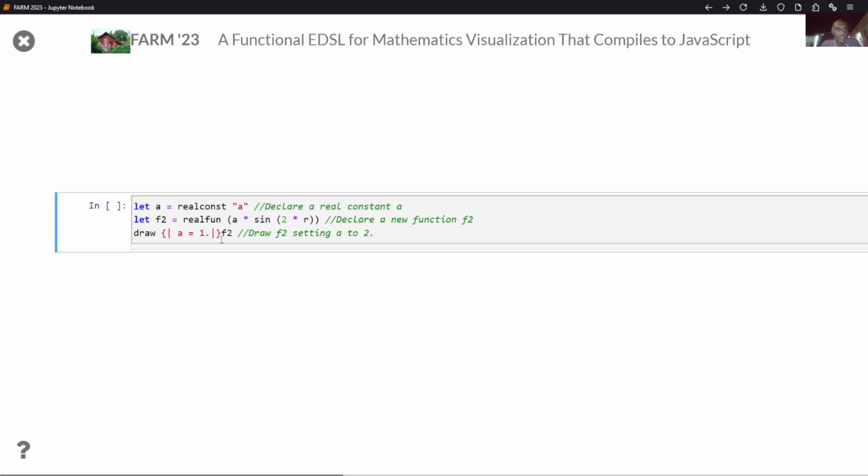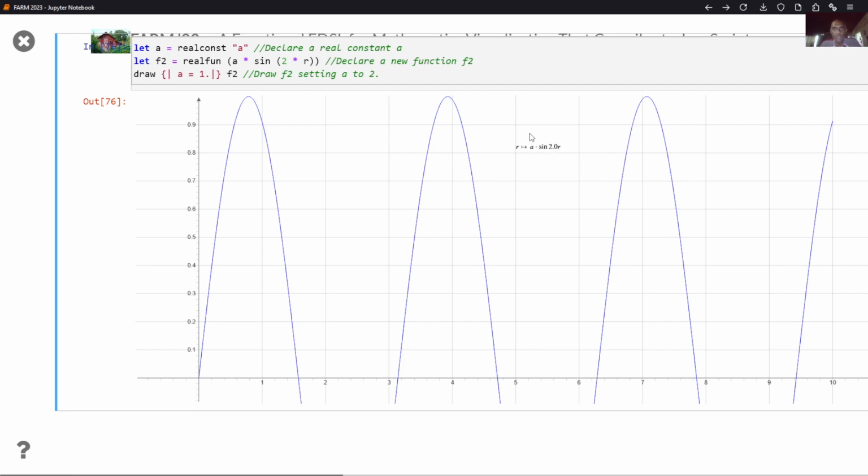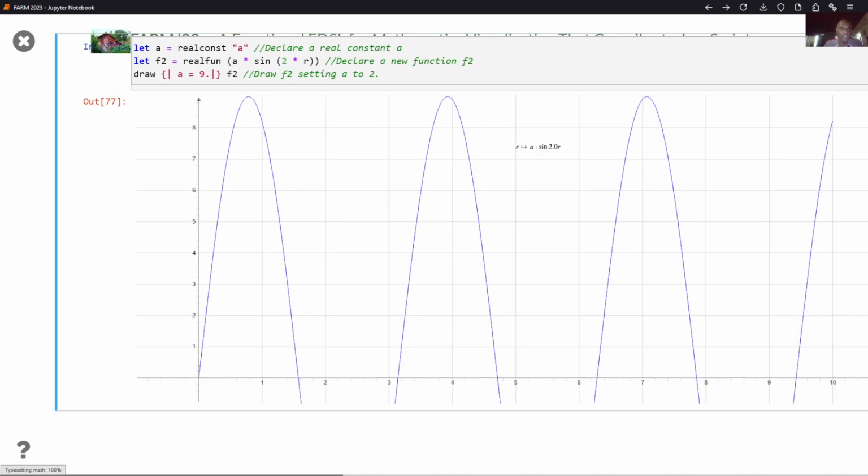Here we're defining another function, a sine function. In this case, we have a real constant called a, and we define a function in terms of that. When we're visualizing that particular function f, we want to set a to 1. So here we set a to 1 and we visualize it. We can specify what value we want for that particular constant, and the visualization will render according to the properties that we set.